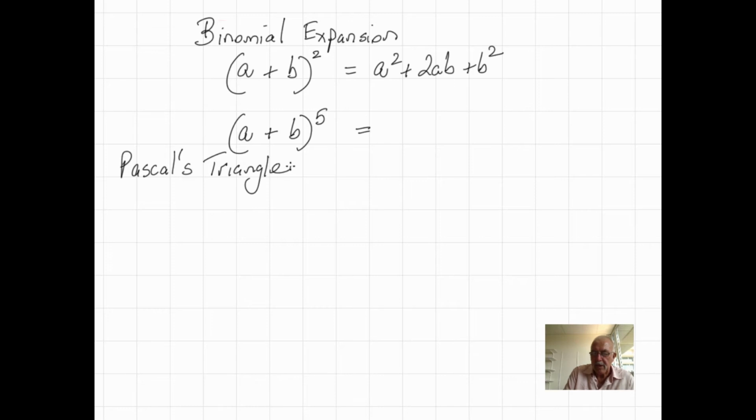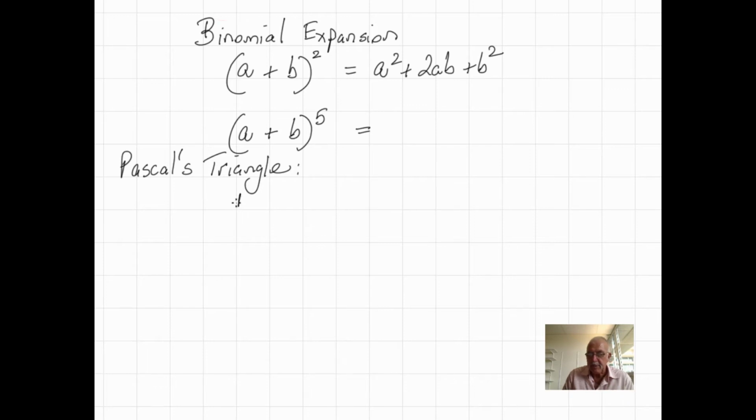Now, Pascal's triangle gets its name from a brilliant Frenchman, Blaise Pascal. He was not only a mathematician, but also a physicist and a philosopher. He was born in the early 1600s, and he made a lot of contributions, as I say, both to mathematics and physics. Pascal's triangle works a little bit like this, and it's easy to remember.